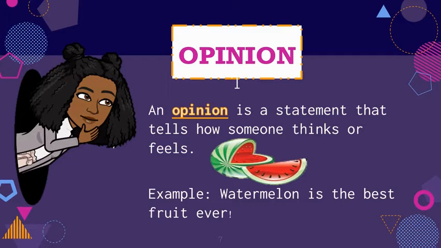I know some of you love delicious, juicy, mouth-watering watermelon, especially in the summer when it is so hot. Well, this sentence here is an example of how someone thinks or feels. And this is how you know that you are reading an opinion. You can agree or disagree with an opinion, but you cannot prove it right or wrong, boys and girls.